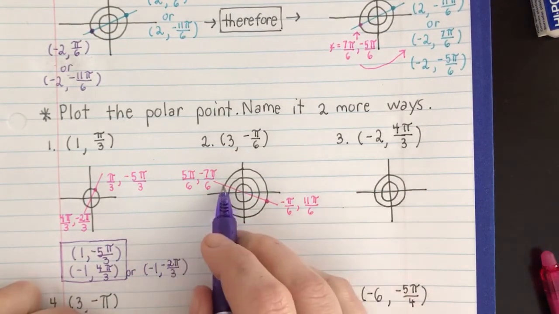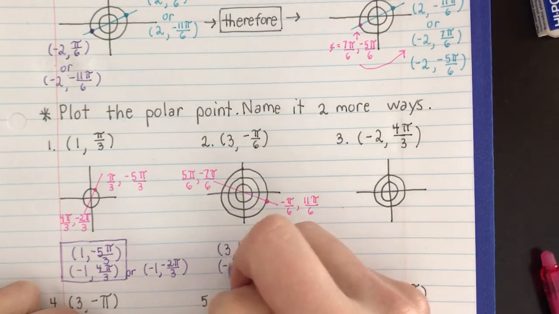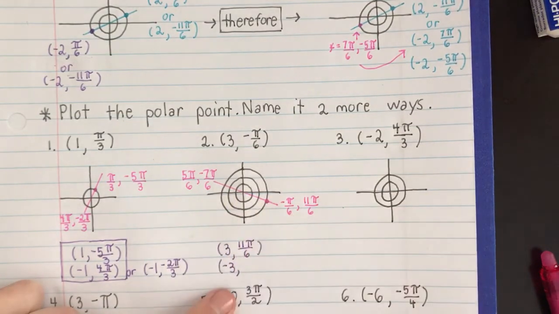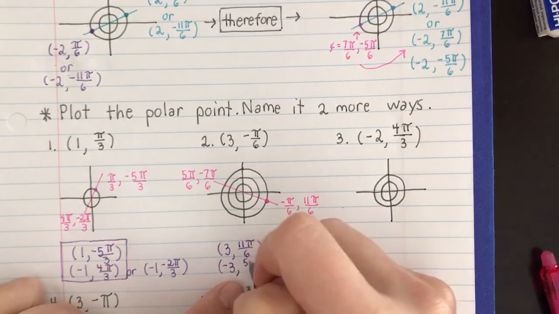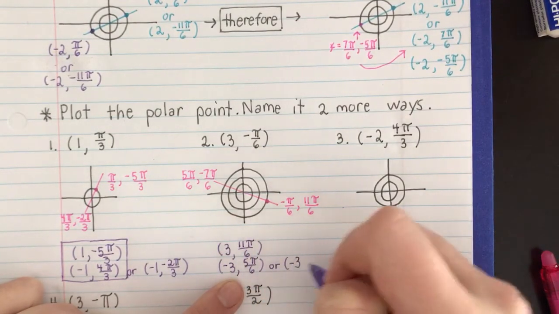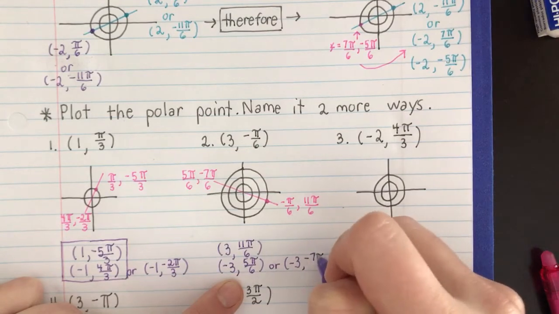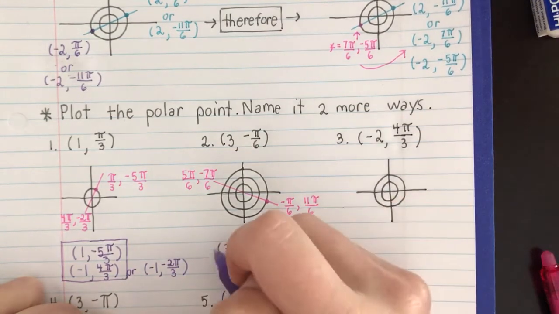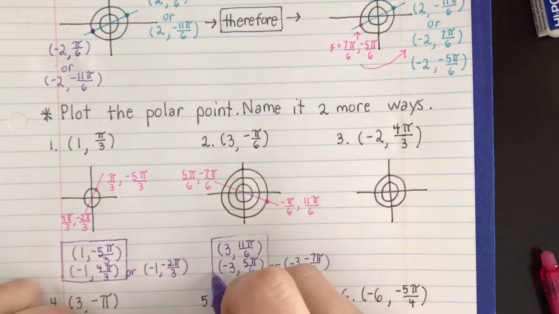And then if you want to use the other side, then of course it would be negative 3 comma 5 pi over 6. Or you could have chosen negative 3, negative 7 pi over 6. Either way.